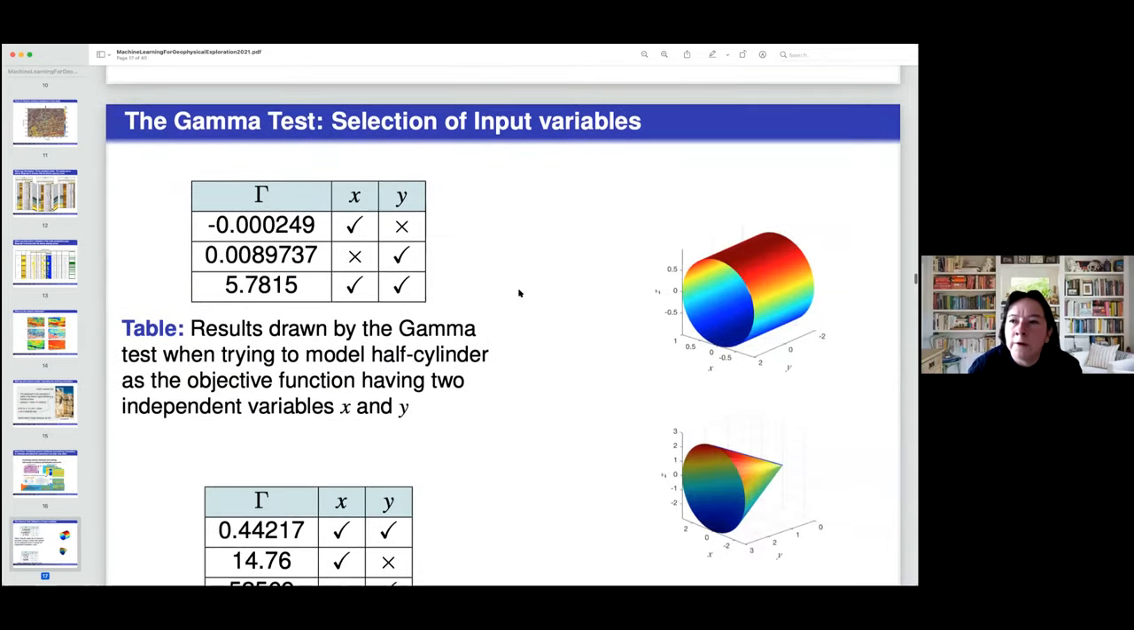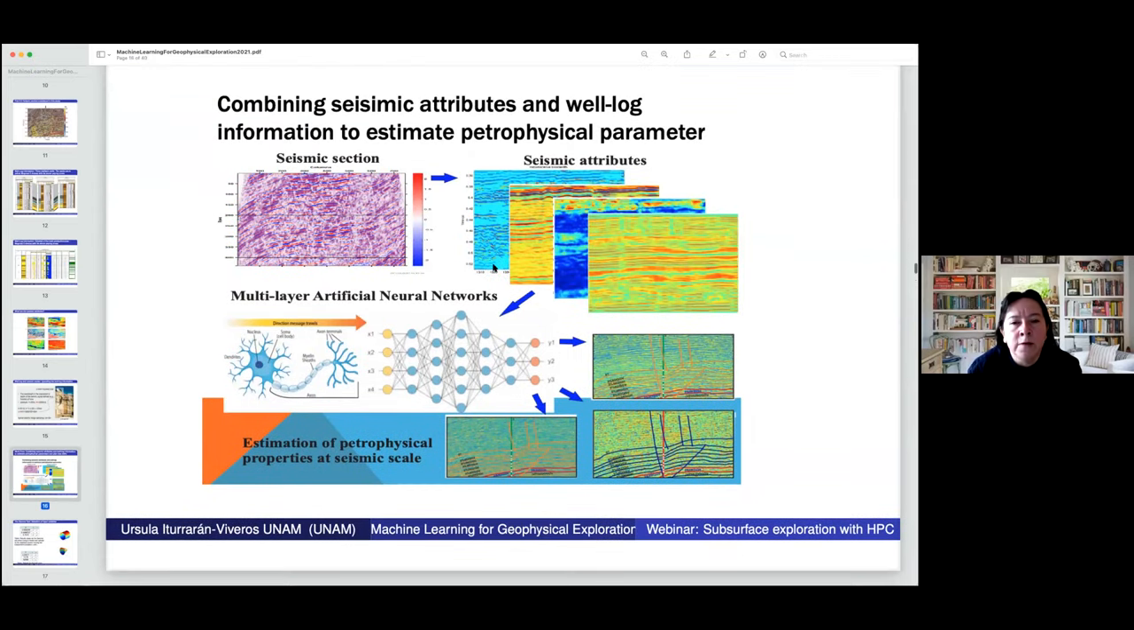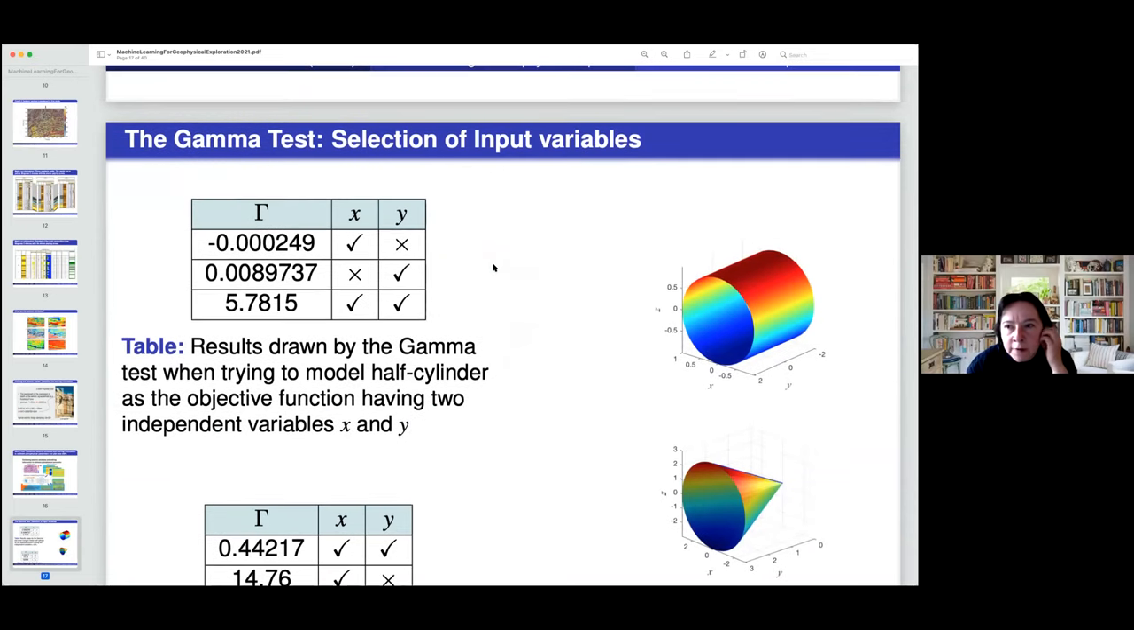And I have to select what seismic attributes I need. So I use something that is called the gamma test. What the gamma test does is, before I train any neural network, I spend time selecting the best inputs. For example, in this case, think only about this semi-cylinder, and I have some data here, and I would like to predict the function, which is the cylinder, which is a function of two variables.